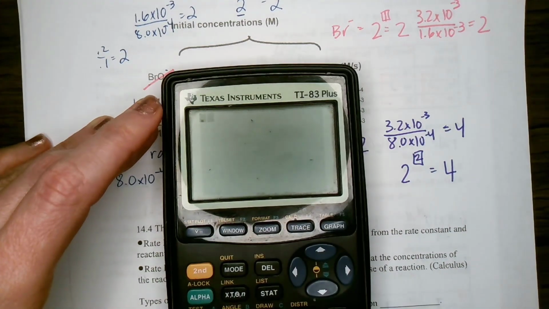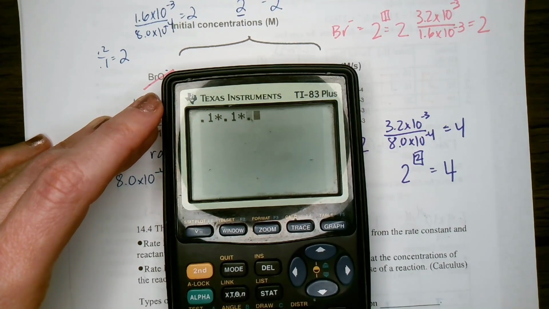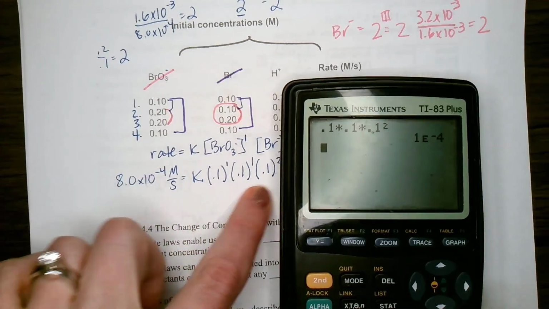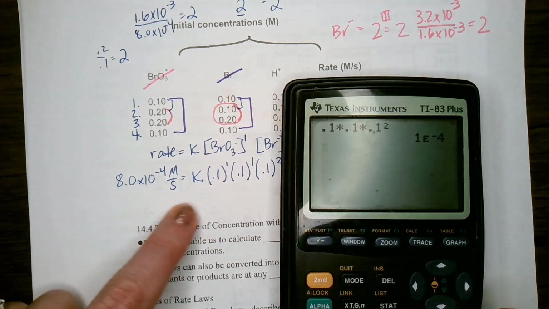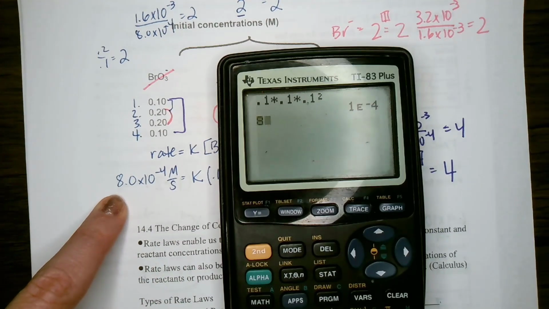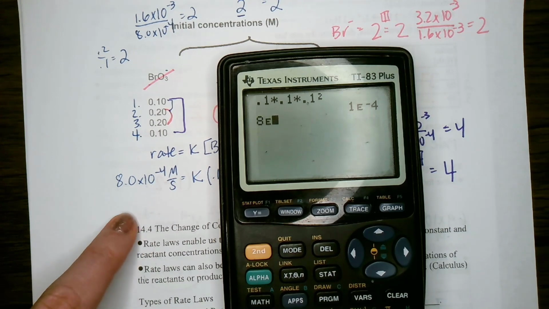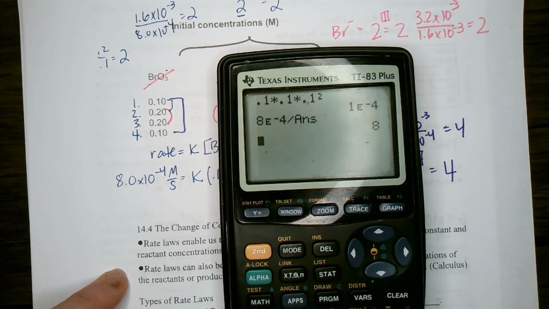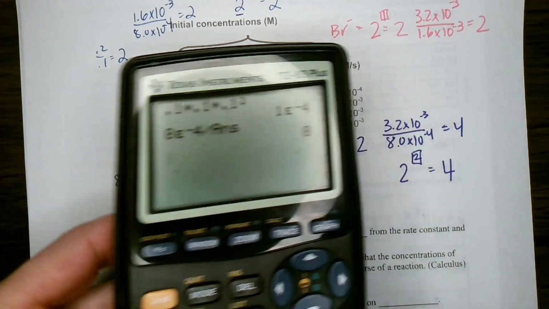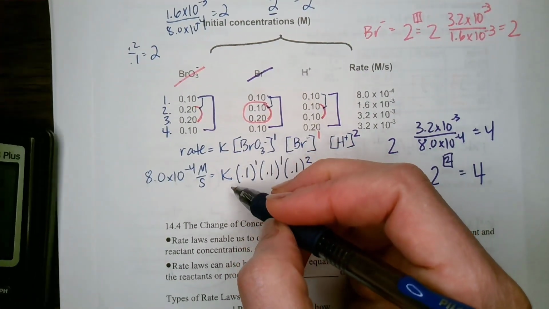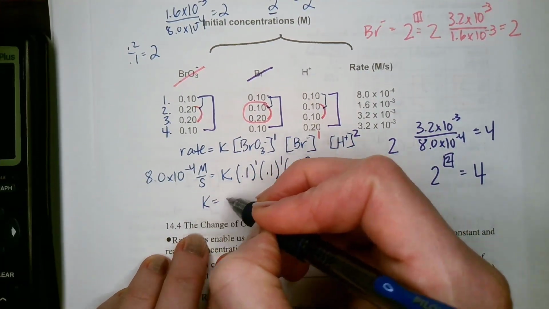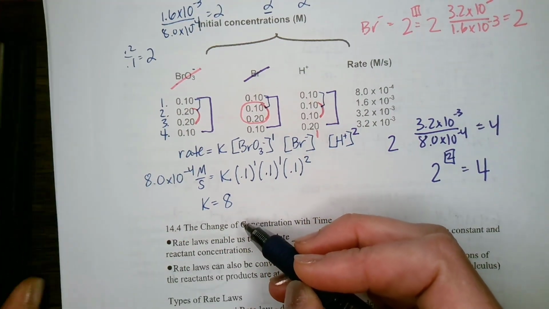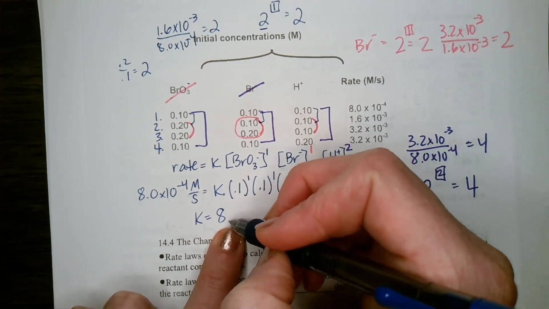All right, so let's do some simplifying. I'm going to do 0.1 times 0.1 times 0.1 squared, and then I'm going to divide both sides by that to get k by itself. So 8 times 10 to the negative 4 divided by the answer that I just found. And I got my constant here, k is equal to 8.